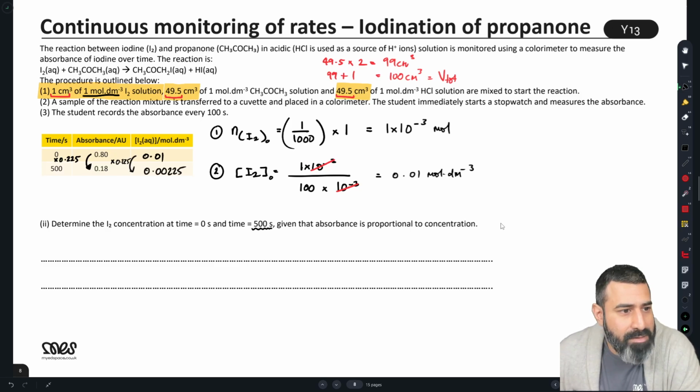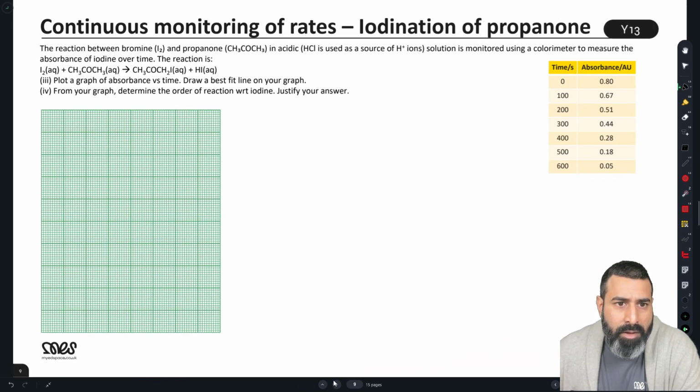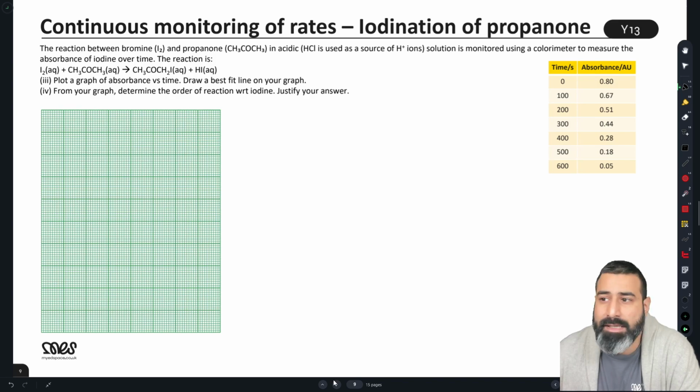Okay, let us continue. Now we have to plot a graph of absorbance versus time, and what I'll do is, rather than showing this, I'll plot it and then restart the video.